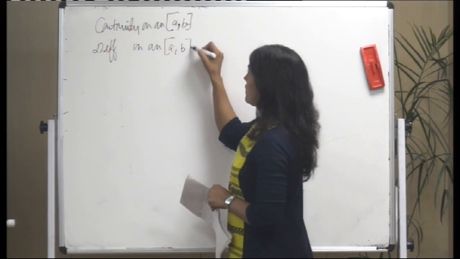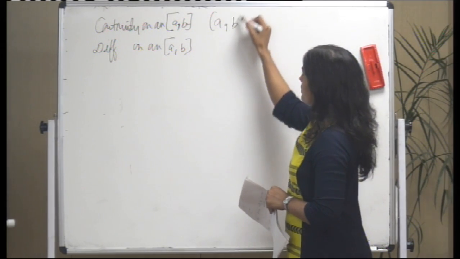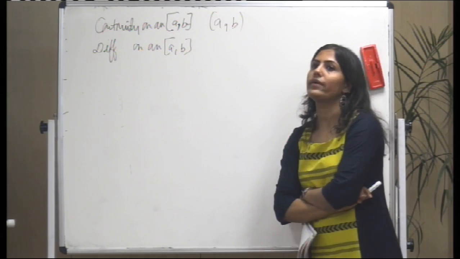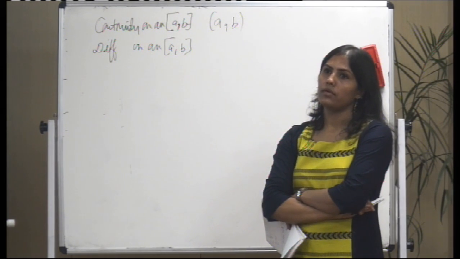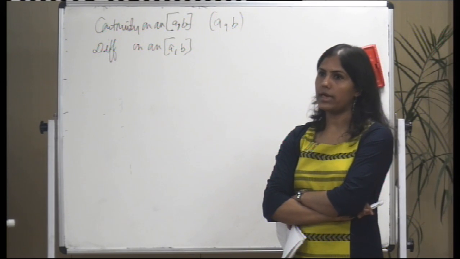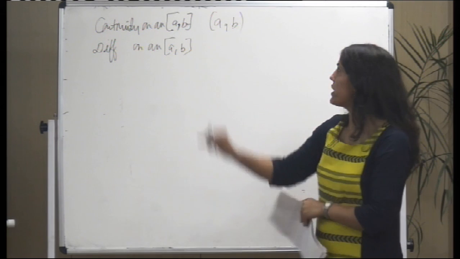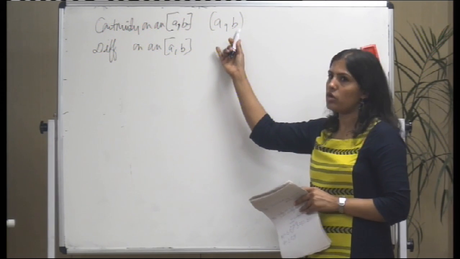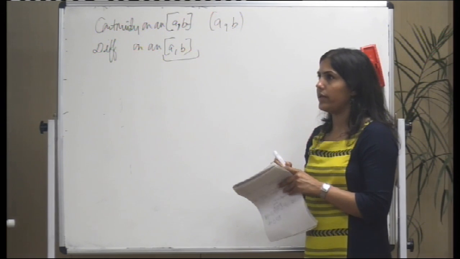Suppose this is the interval. What about this interval? If I ask you continuity at A, what will you do? Only the right limit you are getting at A. At A you can't check the left. For B also the same thing. Now for differentiability, which derivative at A will you find out?